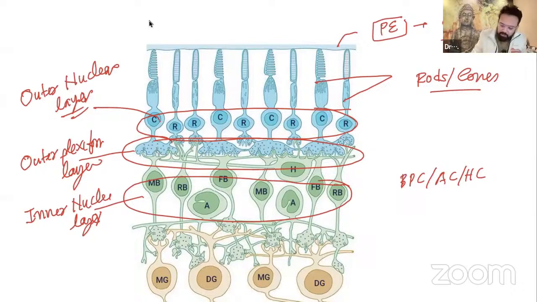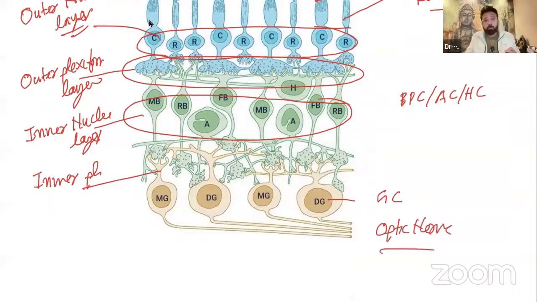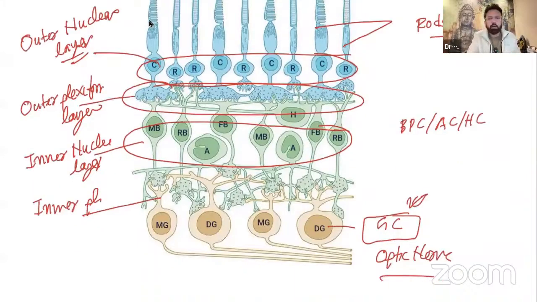cells. And doctors, these are again your inner plexiform layer, and these ganglion cells form the optic nerve. They are the axons of the optic nerve. And please remember, out of these 7 cells in the retina, the only cell that causes action potential, doctors, is the ganglion cell. The only cell in the retina that can cause action potential is your ganglion cell.